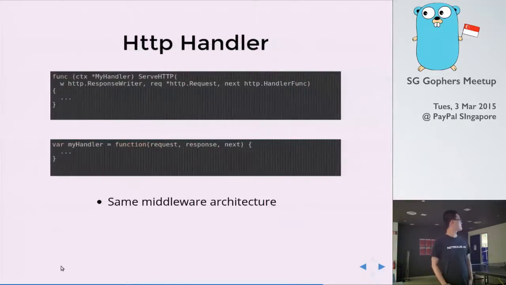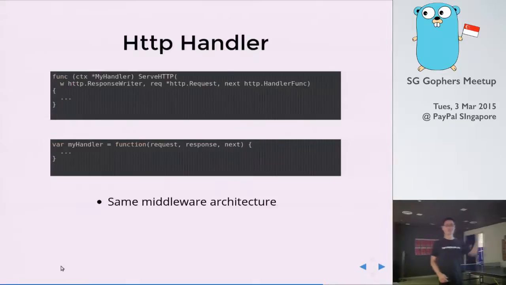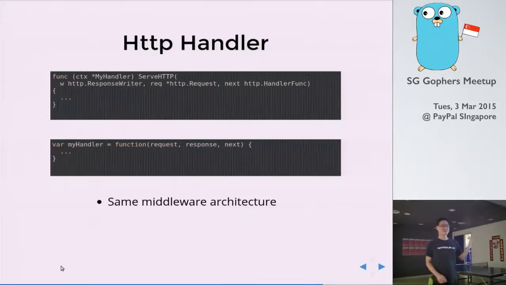So moving next is the HTTP handler interface. If you compare the signature of Go with the signature in JavaScript, both of them have very similar signatures, and I'm not really sure whether they copied from one another. But I do know that Node has had this HTTP handler signature for quite a long time.